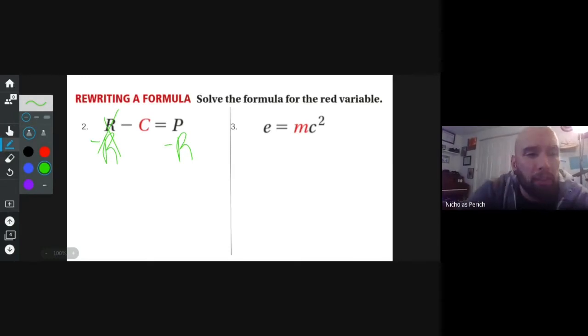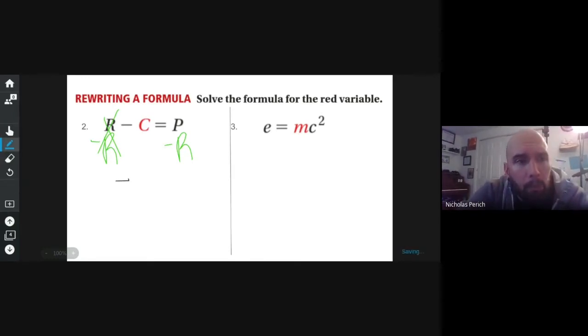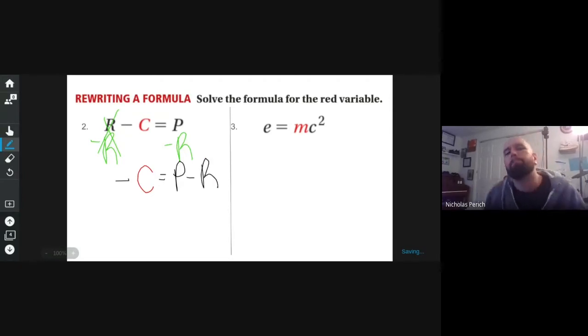On the left side, I have negative c. So I'm going to be creative with my colors. Negative c equals p minus r. Is c all by itself now? No, because there's a negative there.